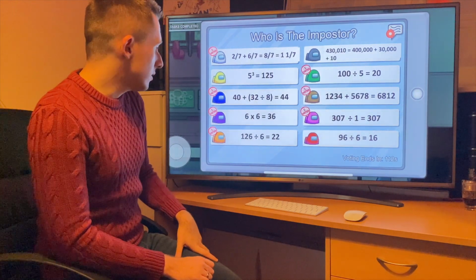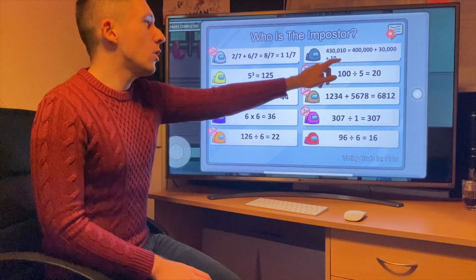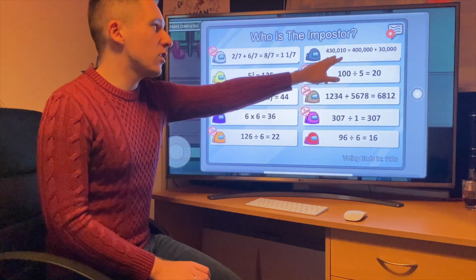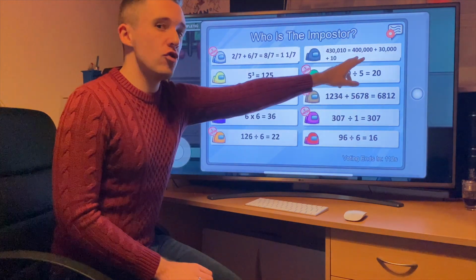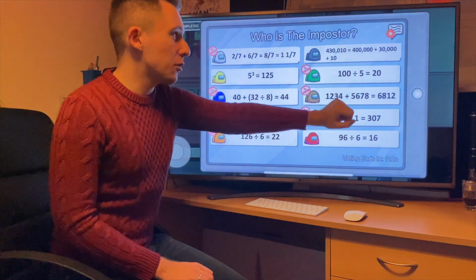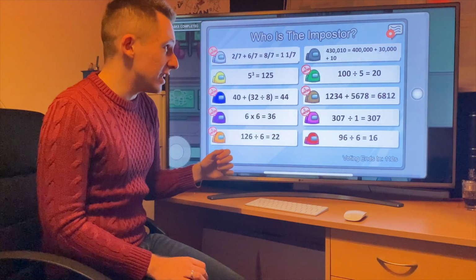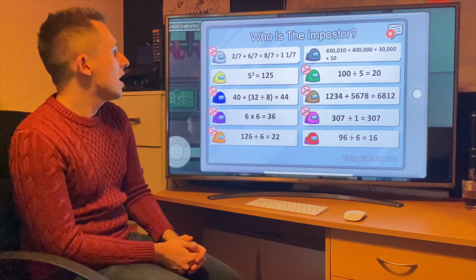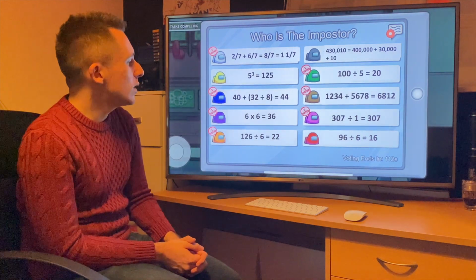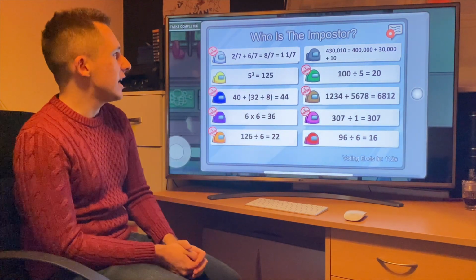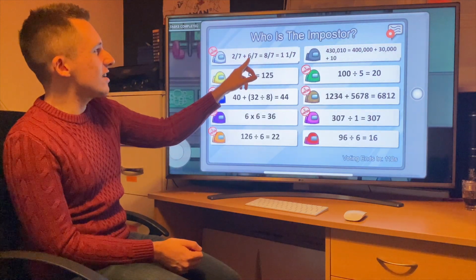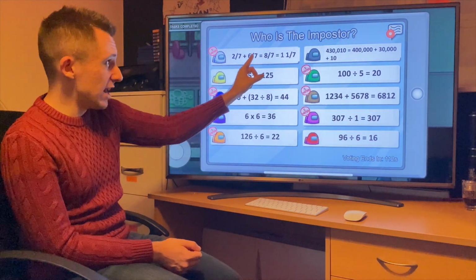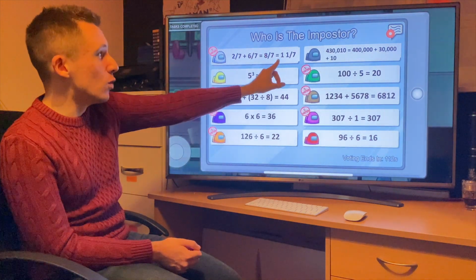Let's keep going. Okay, so the next one here, we've got partitioning of place value. It says 430,010 equals 400,000, add 30,000, add 10, which is completely correct. So now we start to look at the rest. Let's start with this one here. 2/7 add 6/7 equals 8/7. Well, that's correct. 8/7 is equal to 1 and 1/7.